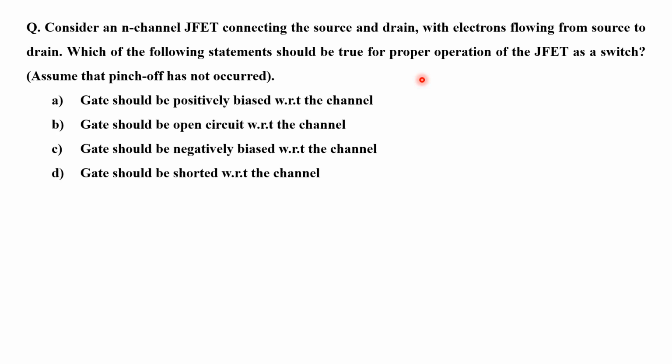Option P might be correct, but because as we increase the drain source voltage, the channel is created and the current will flow, and when you switch off the voltage, obviously the channel vanishes. So option D might be correct. Yeah, but all these options are not correct. Gate should be negatively biased with respect to the channel is the answer.